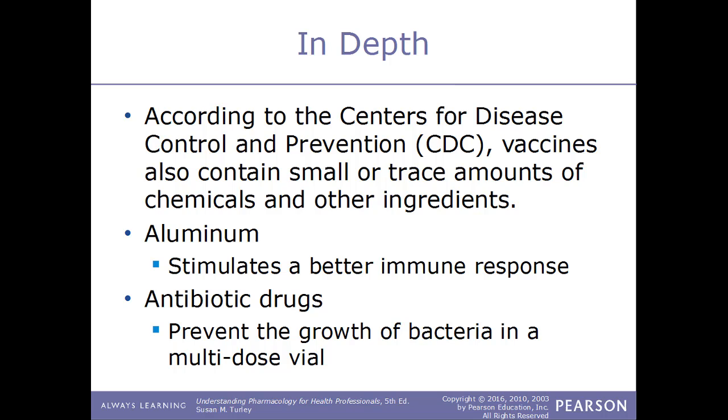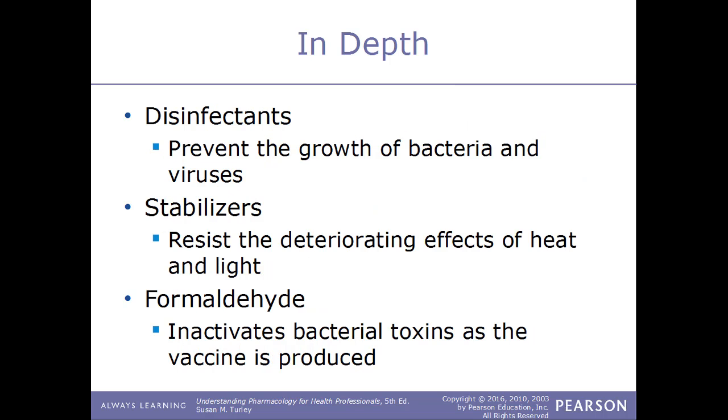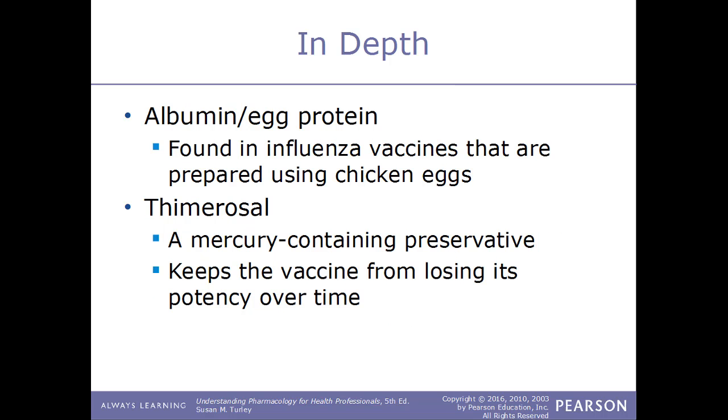Now I'll talk a little bit more in depth about how vaccines are prepared. According to the CDC, vaccines also contain small or trace amounts of chemicals or other ingredients. Some of these include aluminum, which is there to help stimulate a better immune response. Antibiotic drugs prevent the growth of bacteria in a multi-dose vial. Disinfectants prevent the growth of bacteria and viruses. Stabilizers are there to resist the deteriorating effects of heat and light. Formaldehyde will inactivate bacterial toxins as a vaccine is being produced. Albumin and egg proteins are found in influenza vaccines that are prepared using chicken eggs.